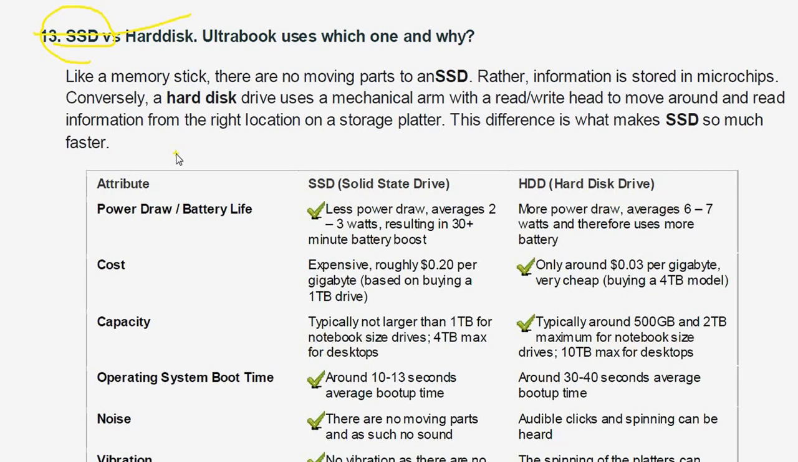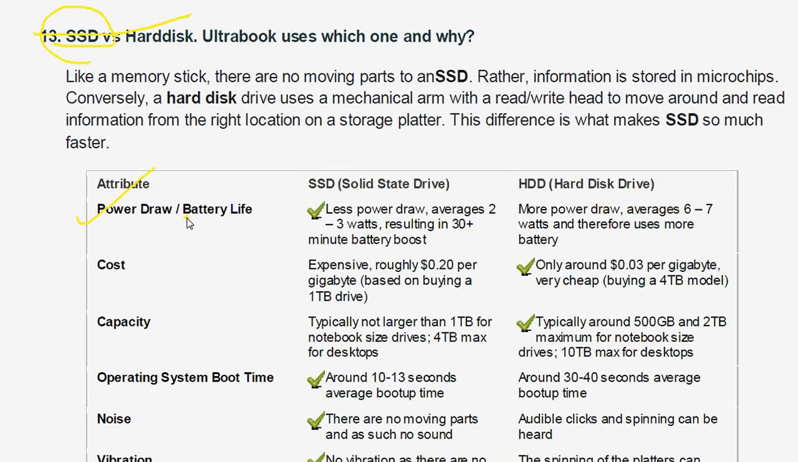There are various platters placed one over the other, and a mechanical arm moves around the platter to read a particular sector or a track. So we again distinguish solid state drive using various attributes such as power drawn. The solid state drives consume very less power as compared to hard disk drive.